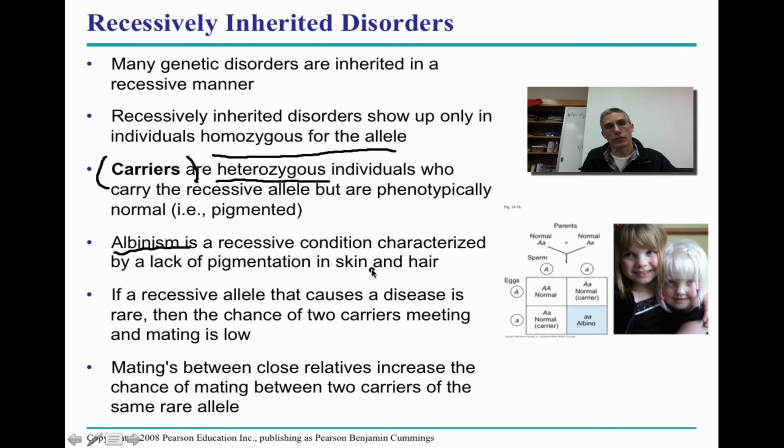Albinism is a good example of a recessively inherited disorder. Albinism is simply the lack of pigmentation in the skin and the hair, and you can see this over here on the right side.